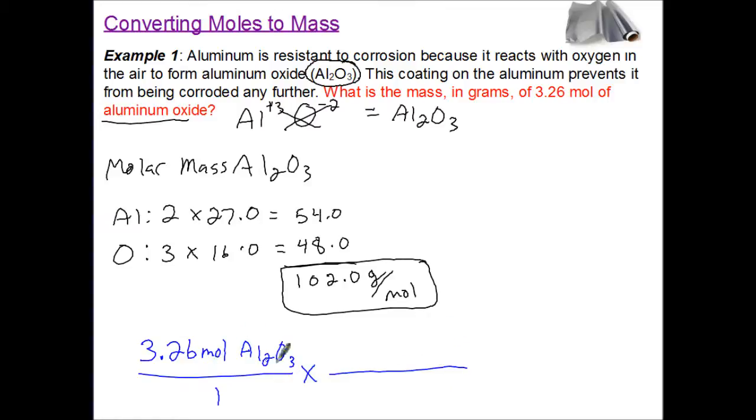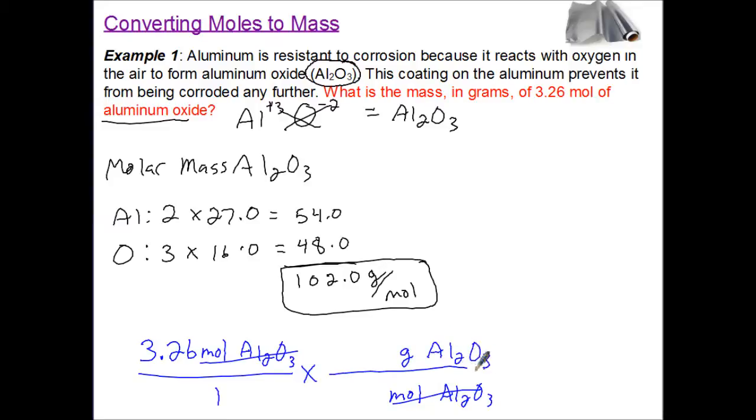Now, since I have mole up here, I need mole to cancel out. So if you have something in the numerator, it has to cancel in the denominator. So mole of aluminum oxide goes down there, and that means that's what I want to go bye-bye. And I have grams up here because that's what I'm looking for.